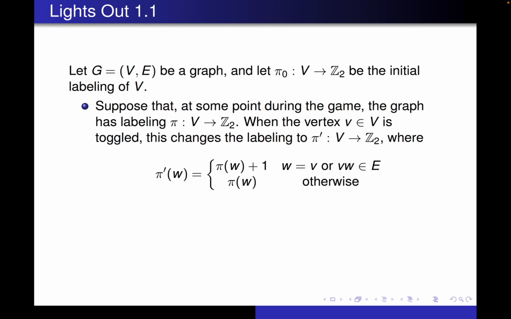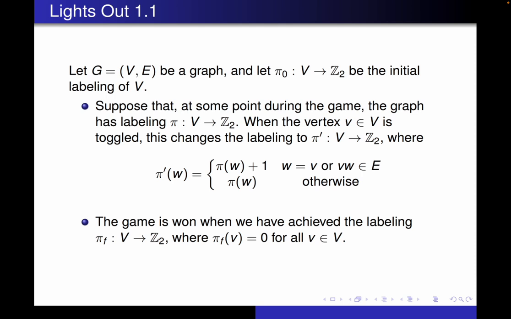So it does exactly what we want it to, again, in a computational way. And then if w is not v and is not adjacent to v, then we just end up with pi of w, just the label that it was before. So the top line says if it's equal or adjacent to the vertex we're toggling, we increase the label by 1, and if it's not, then we leave the label alone.